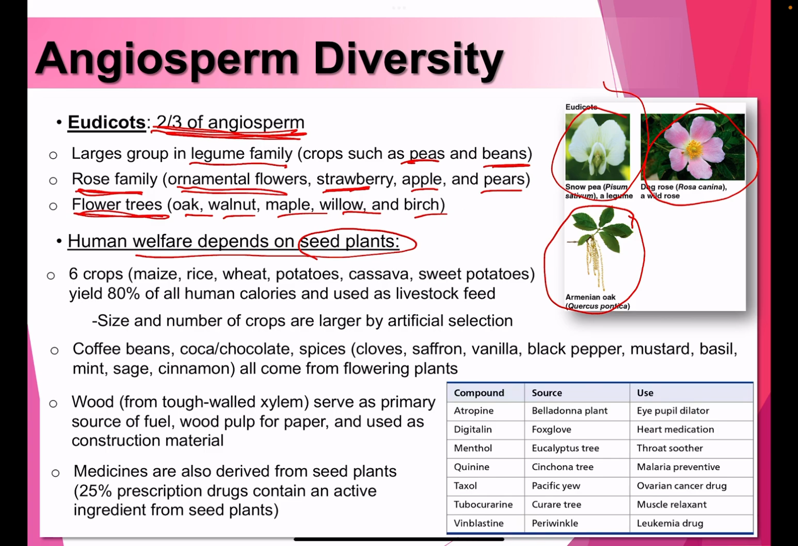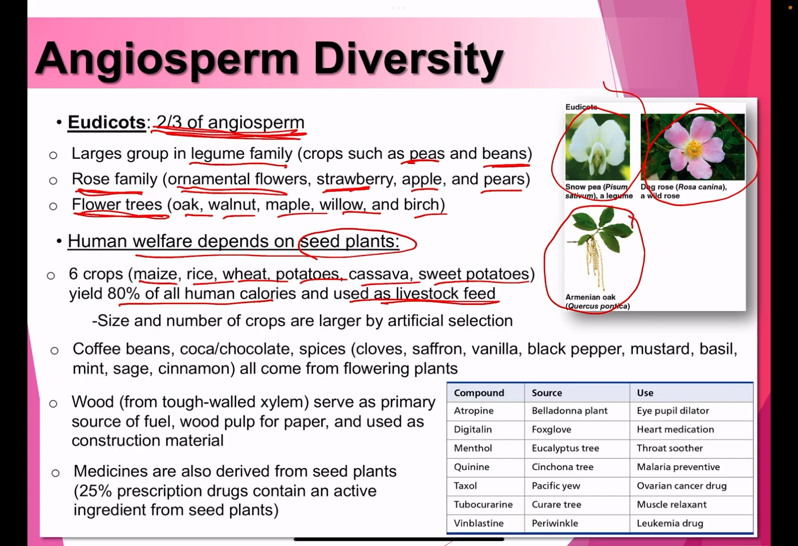Six crops alone, just six of these seed crops alone, your maize, which is corn, rice, wheat, potatoes, cassava, and sweet potatoes yield 80% of all human consumed calories. That's a lot. Just six plants alone are able to feed 80% of our daily diet and are also used as livestock feed. So not only are we using it to feed ourselves, we are also using it to feed our livestock, such as cows. And that way, that's how we get milk and also beef. So other food sources are also dependent on these crops based on our livestock industry.